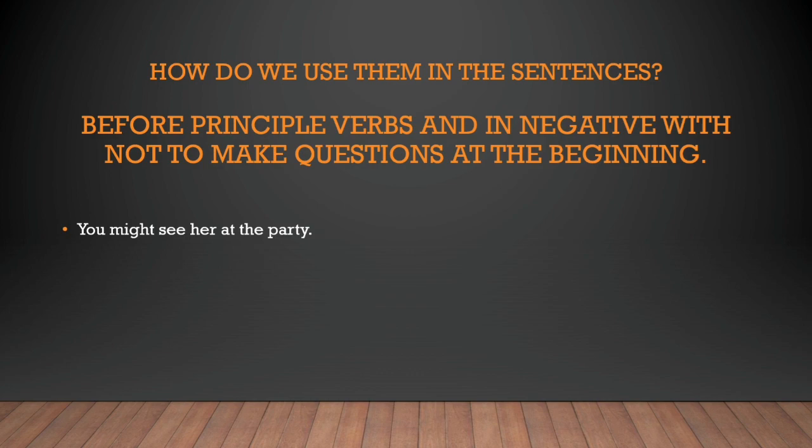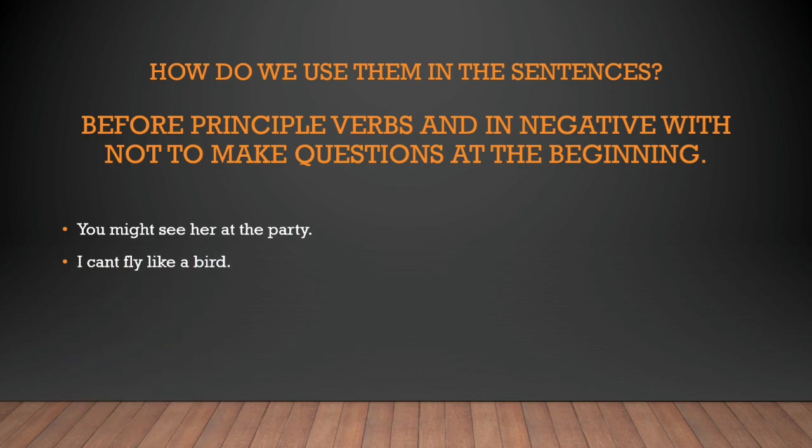Now look at the examples. Number 1: you might see her at the party. This is an assertive sentence, and might is used. Might is a modal, and it is used before see. See is the principal verb here.